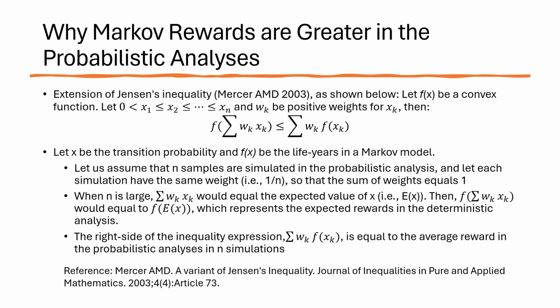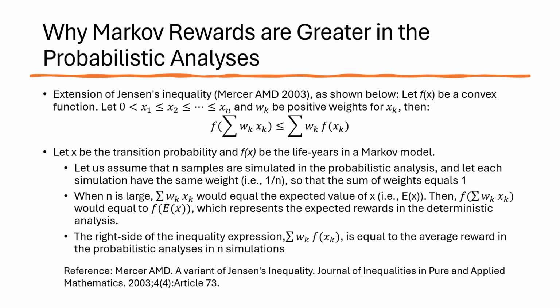Based on Mercer's inequality, we can deduce that life years and QALYs estimated using probabilistic analysis are greater than those using deterministic analysis. Let x be the transition probability and function f(x) be the life years in a Markov model. Let us assume that n samples are simulated in the probabilistic analysis, and let each simulation have the same weight and the sum of weights equals 1.